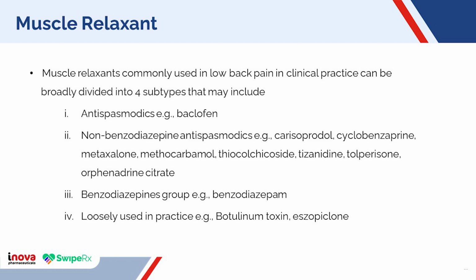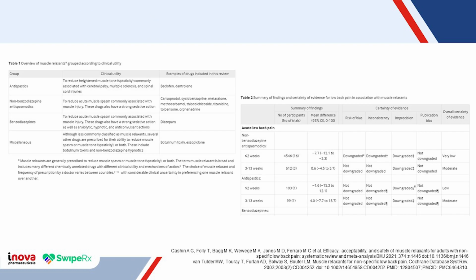Non-benzodiazepine antispasmodics, we have a whole load of them, including orphenadrine citrate, that is basically Norgesic, and also the benzodiazepine group, and loosely used in practice are the other kinds like Botox and other kinds of creams that have been used before. This is an example of the review papers that have been updated.